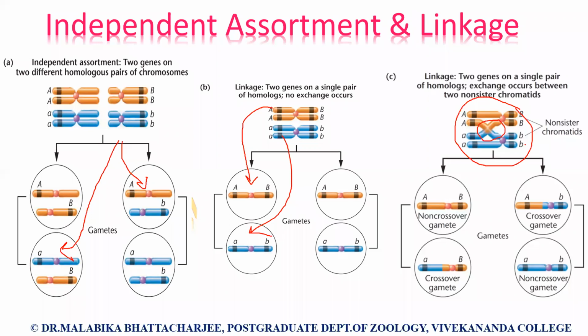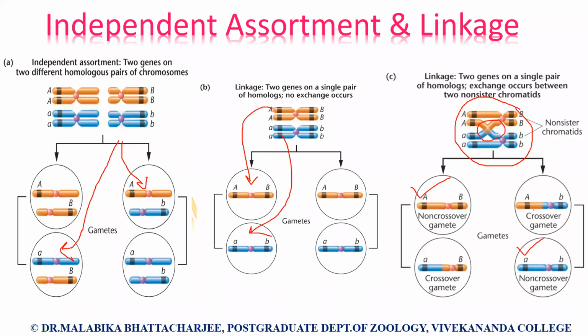We see that recombination is occurring, called recombinant or crossover gametes. The two chromatids not involved in the exchange result in non-crossover gametes. So these are non-crossover gametes. So we have a non-crossover gamete and we have a crossover gamete. So these are the crossover gametes.